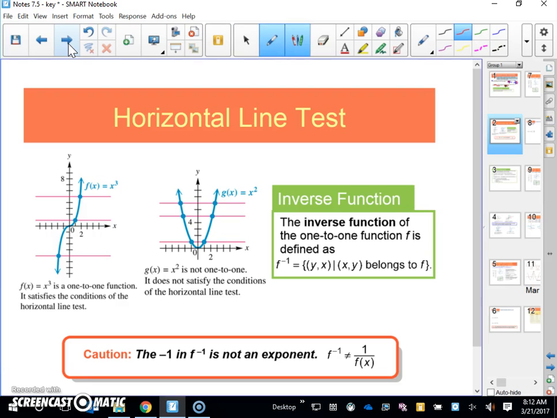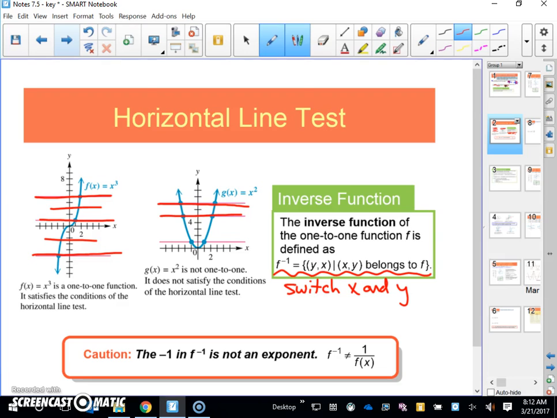So here's an example of something that does. X cubed passes the horizontal line test, but x squared does not pass the horizontal line test. The inverse function of the one-to-one function is defined as this, which I think is hard to read. It says all points (y, x) such that the point (x, y) belongs to the function. Basically, you might remember from past classes, college algebra or algebra 2, where we switch x and y. That was how we formed the inverse function in those other classes.